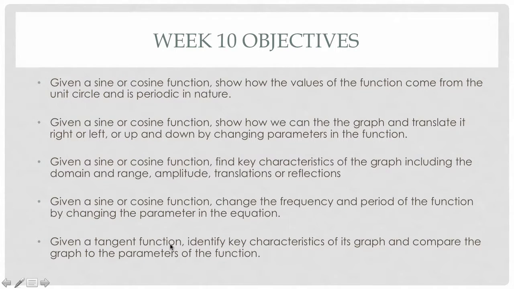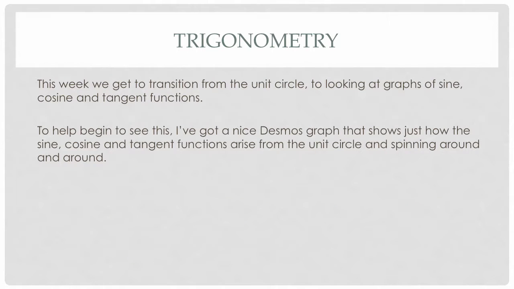So we're going to use our Desmos calculator a lot today, looking at equations and graphs and just things that are periodic in nature. All right, so we're going to transition from the unit circle and triangles and see how it works in terms of coming up with a function. I've got a nice Desmos graph that shows you just how we get sine, cosine, and tangent as we build triangles around the unit circle.